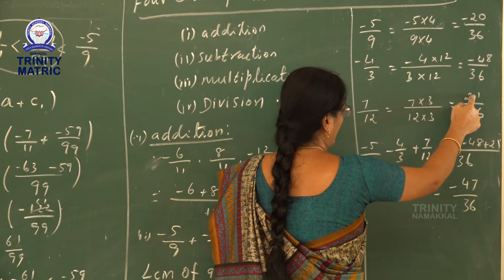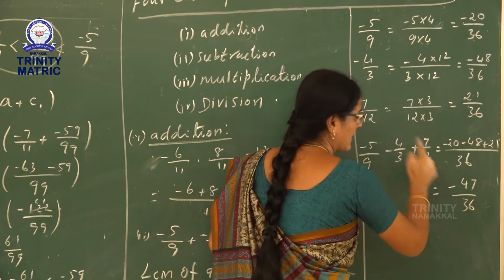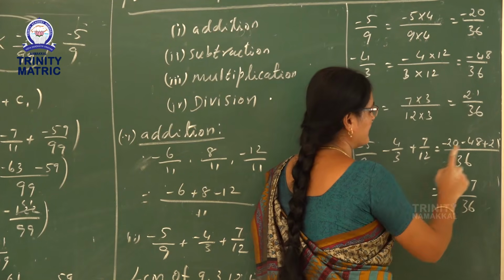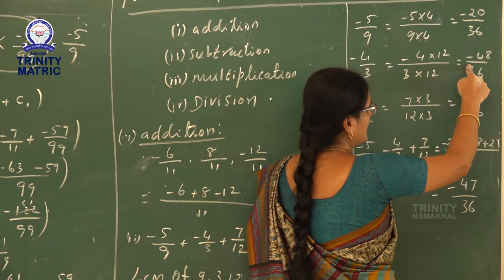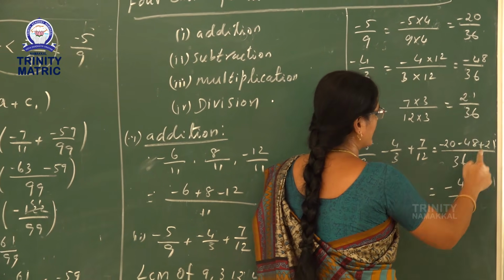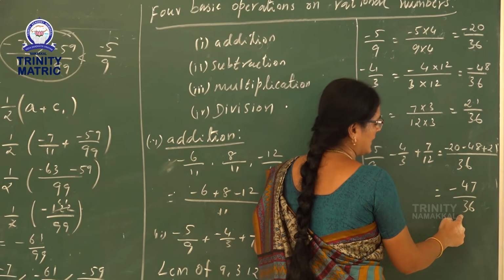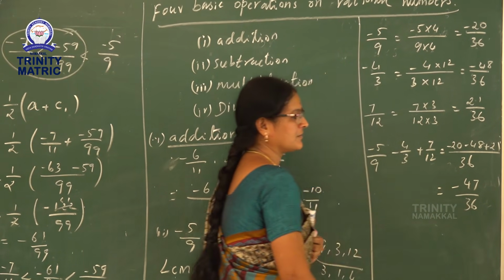7 3s are 21. Now add these numbers, the LCM is 36. The denominator is the same: minus 20, minus 48, plus 21. Simplify these values, we get minus 47 divided by 36.